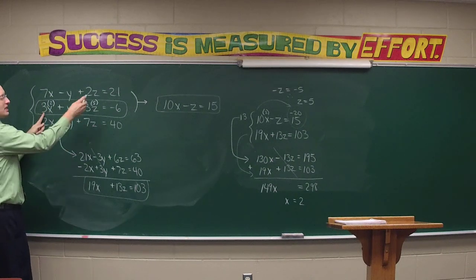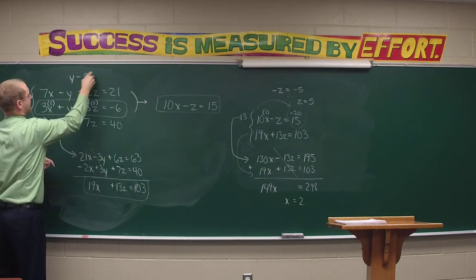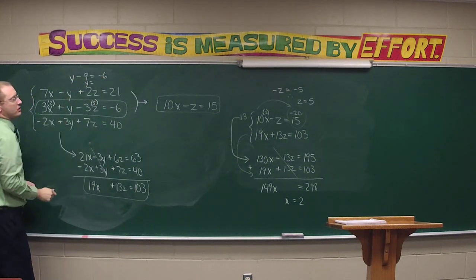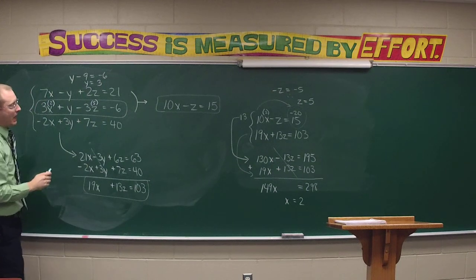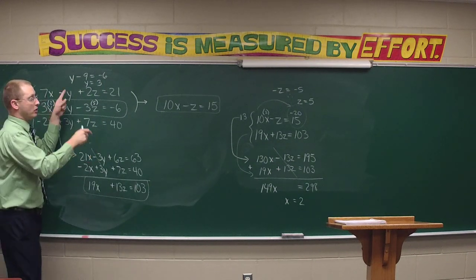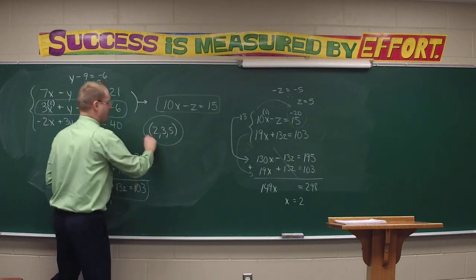So 6, negative 15, class. Negative 9. So we have Y minus 9, or negative 9, equals negative 6. Move it over as a positive. Y equals 3. So our answer is going to be X, Y, Z, class: 2, 3, 5. My ordered triplet as my answer.